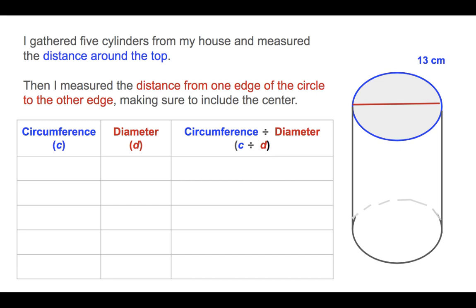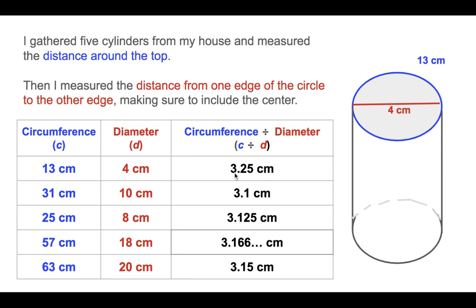So for my first one, I measured around the top and it was 13 centimeters. So the distance around or circumference was 13 centimeters. The diameter was 4 centimeters. So I put 4 centimeters in my table. And then when I divided 13 divided by 4, I ended up with 3.25 centimeters. Then I did that with my other 4 cylinders, and I ended up with the following information.